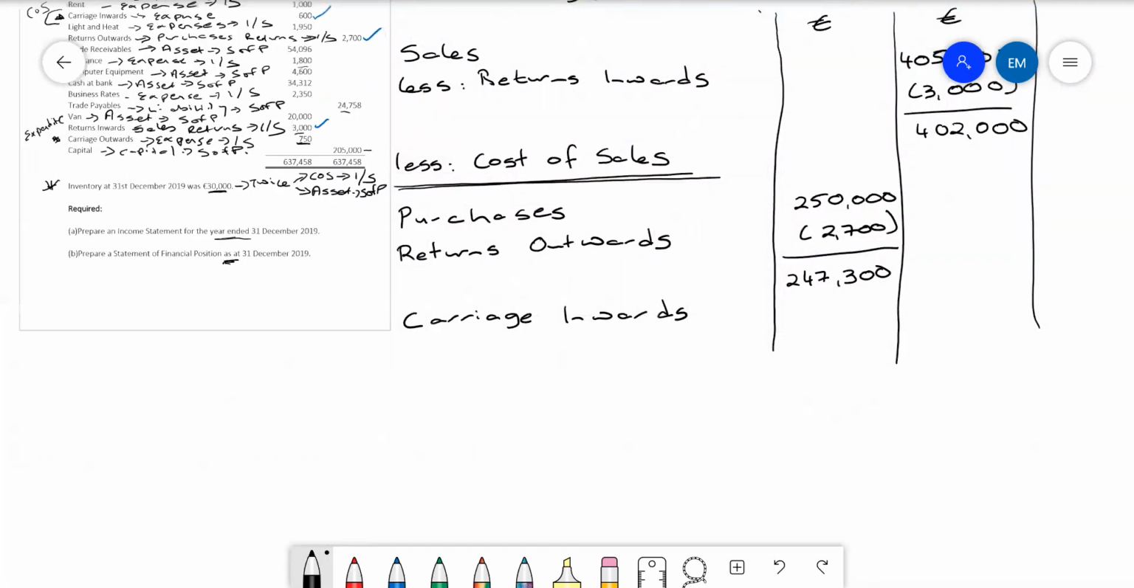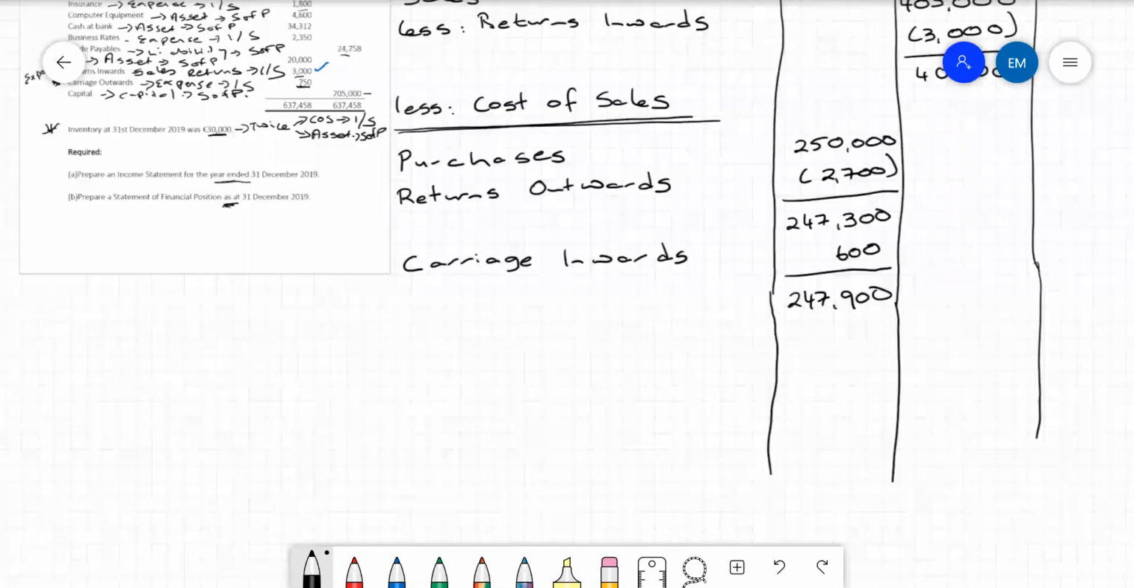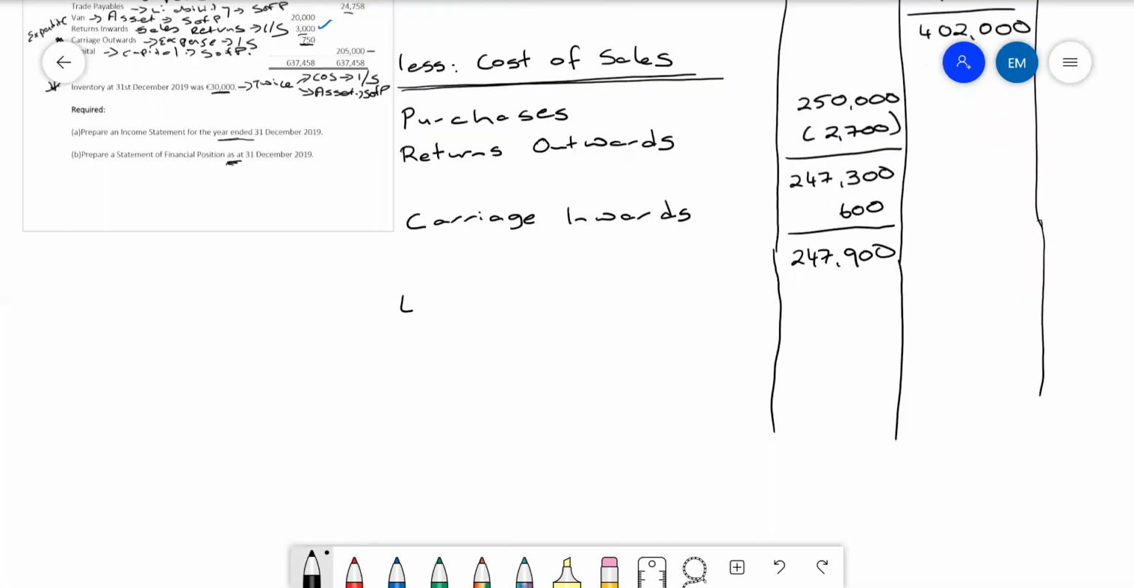So our carriage inward figure, which is an expense, is €600. So we add that on to our net purchases figure, which gives us a total of €247,900. And our next figure that forms part of our cost of sales figure is we deduct our closing stock or closing inventory figure.